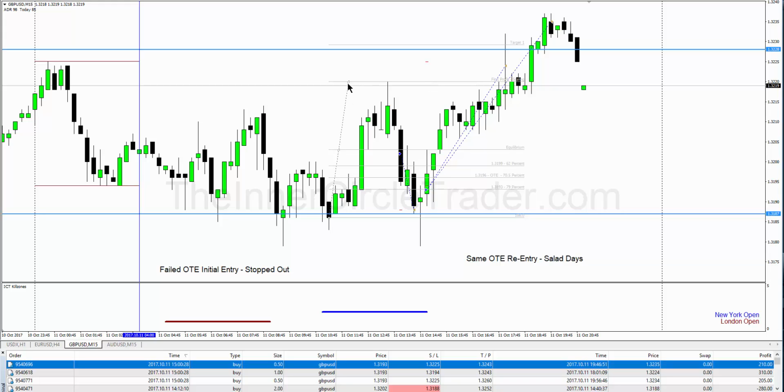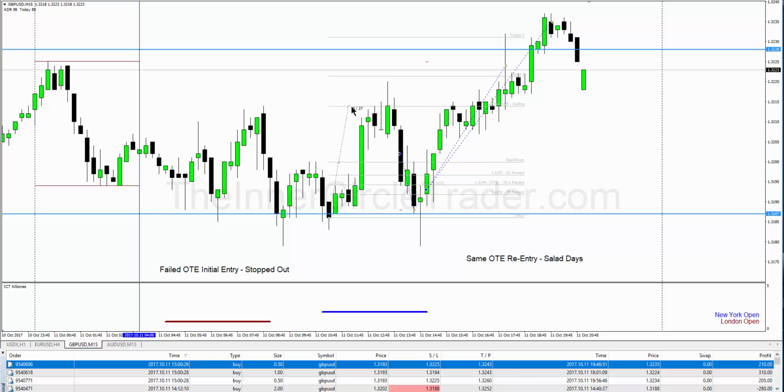Originally, my initial entry, I was using this price swing here, right in here, and I wanted to get long as price dropped down into optimal trade entry. I wanted to get long that way, so that was my entry point, and my stop loss was a little tight, in the sense that on better setups it would have never been hit.